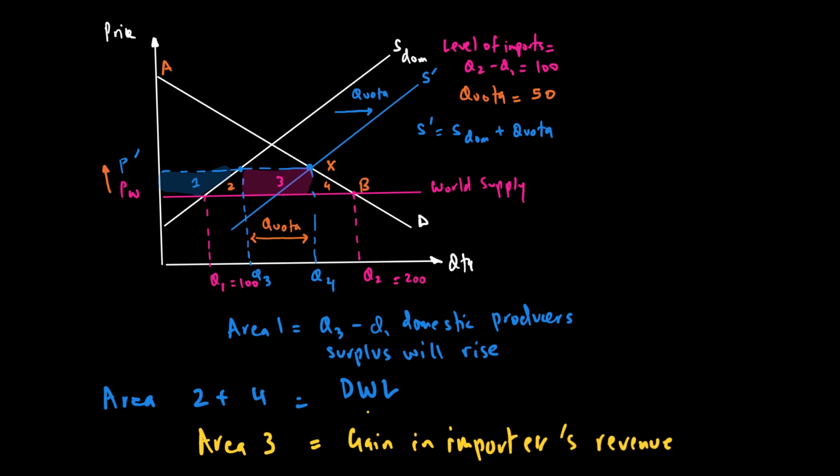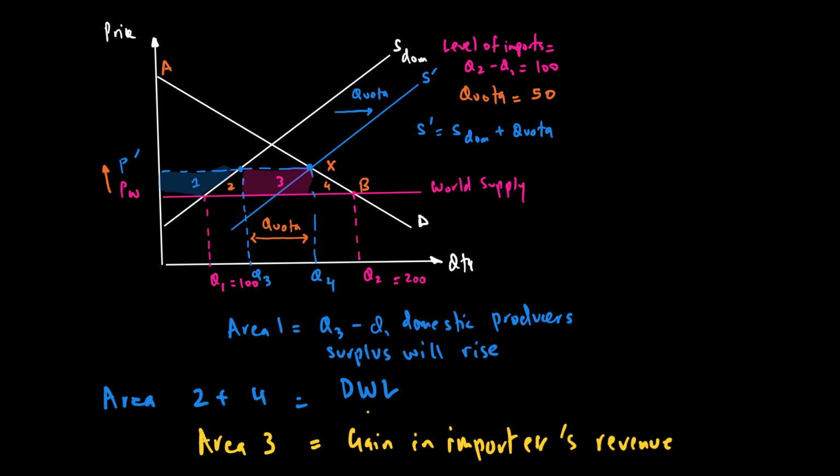So the difference between tariff and quota is basically area 3. While area 3 goes to the government in terms of tariff revenue, in a quota area 3 goes to the importers in terms of extra revenue. So we need to remember this for our MCQs.